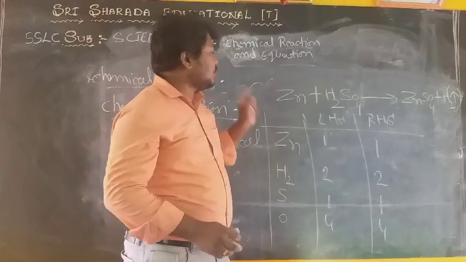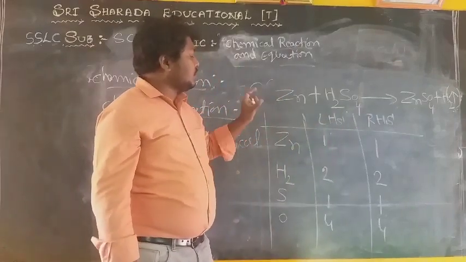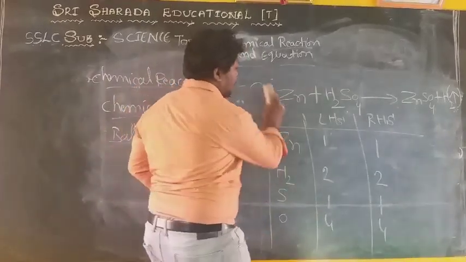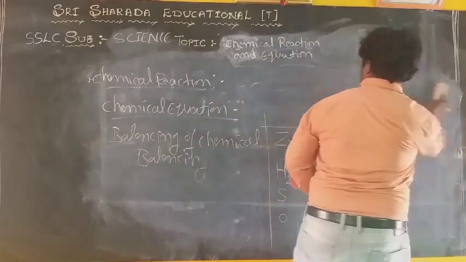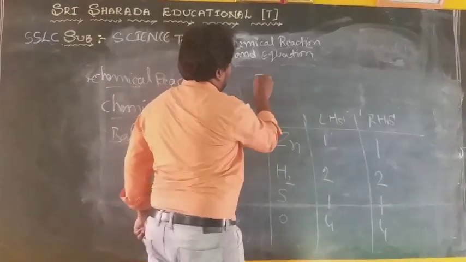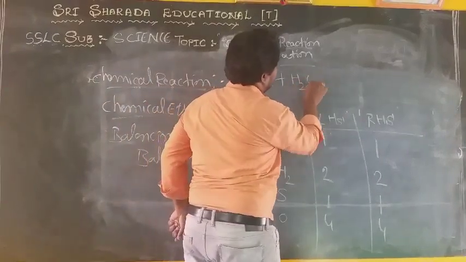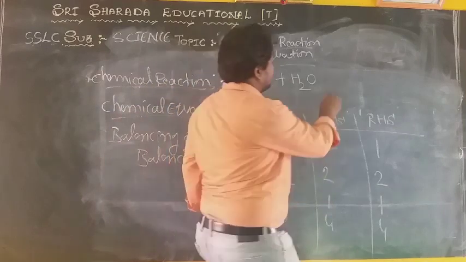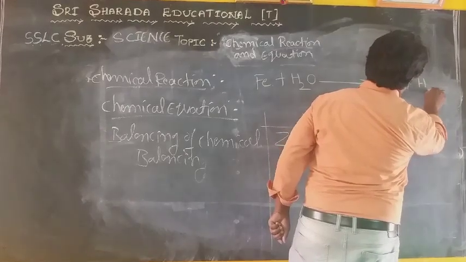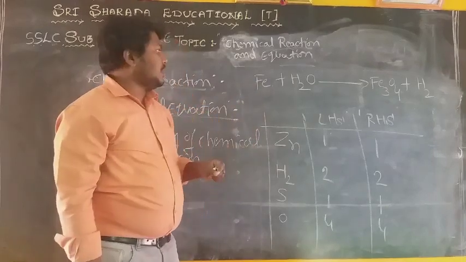There is no need now to change the atoms. Okay. So, there is no need to balance. But if you take another example, for example, Fe, iron, reacts with water, which gives rise to Fe3O4 plus H2. It means hydrogen gas is liberated.